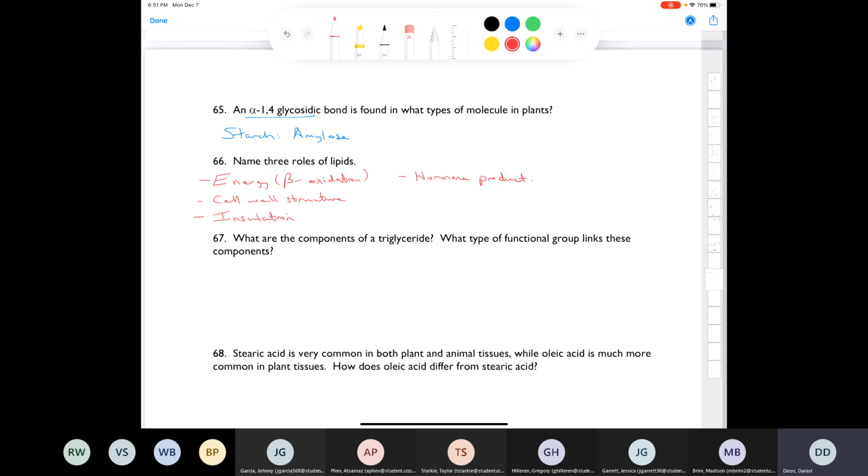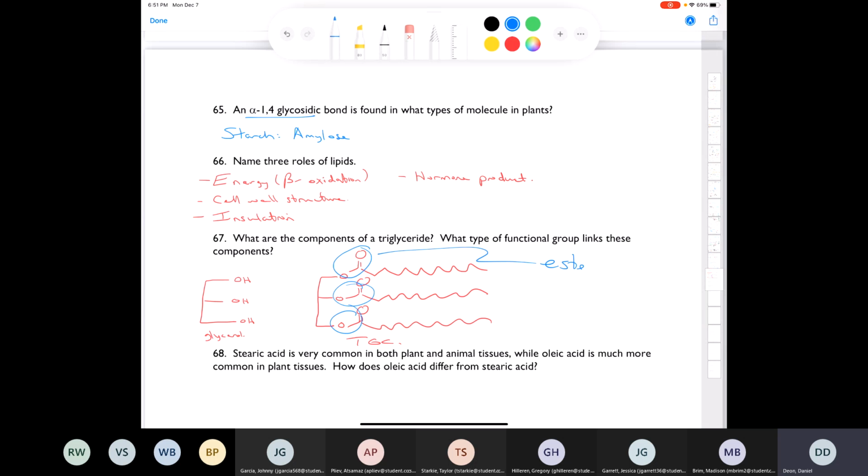What are the components of a triglyceride? What type of functional group links these components? So a triglyceride is made from a glycerol backbone. If I was to put hydroxyl groups here, this is called glycerol, right? But when we take a glycerol backbone, and then we attach a fatty acid to each one of these, like this, then we get a triglyceride. And what type of functional group links them all together? Well, you can see that it is an ester, right?